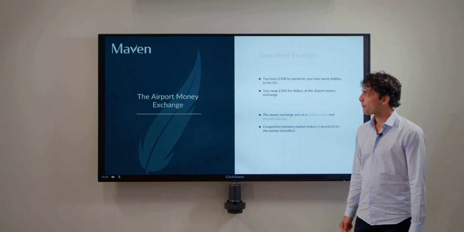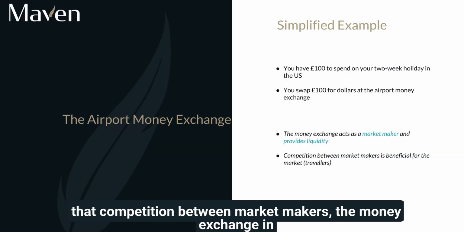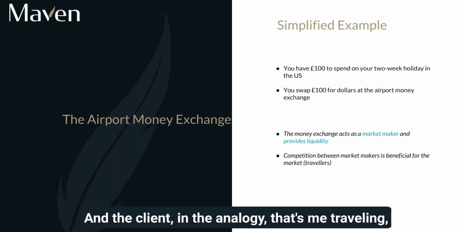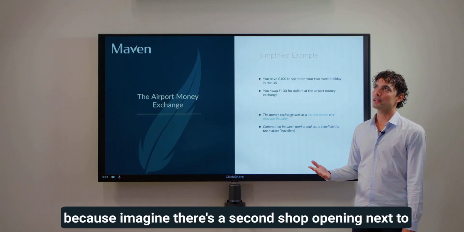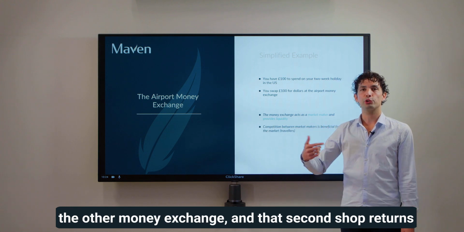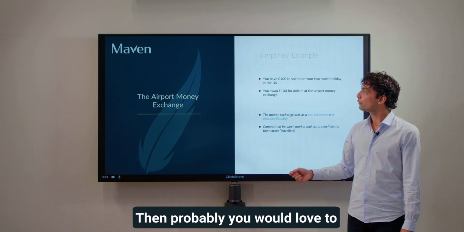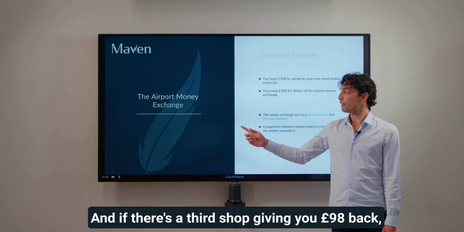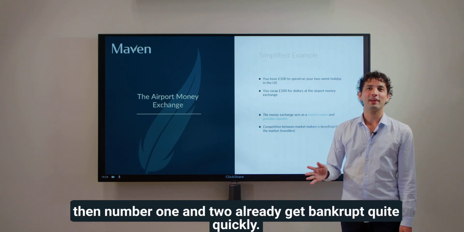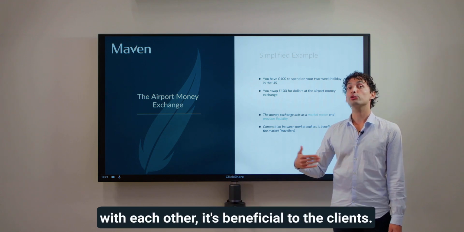That's a service. The other example I would like to give is that competition between market makers, the money exchange in this case, is also beneficial for the client. And the client in the analogy, that's me traveling. Because imagine there's a second shop opening next to the other money exchange, and that second shop returns you 96 or even 97 pounds on the way back. Then probably you would love to go to the other shop, right? And if there's a third shop giving you 98 back, then number 1 and 2 already get bankrupt quite quickly. So you can see the moment market makers start competing with each other, it's beneficial to the clients.